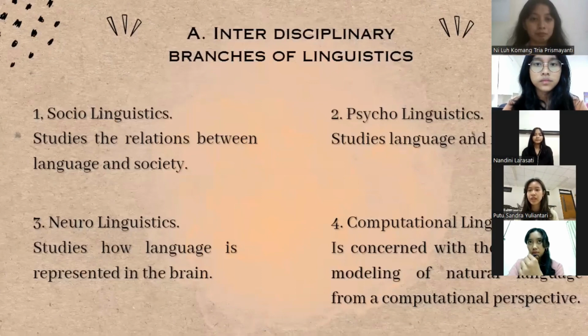In interdisciplinary branches of linguistics, there are, the first one, sociolinguistics, that studies the relation between language and society. The second one is psycholinguistics, that studies language and mind. The third one is neurolinguistics, that studies how language is represented in the brain. And the fourth one is computational linguistics, which is concerned with the rule-based modeling of natural language from a computational perspective.